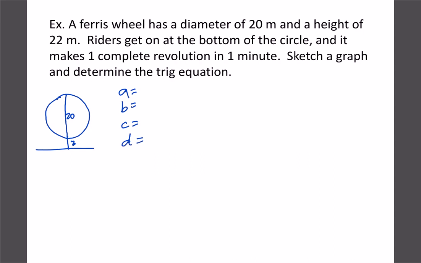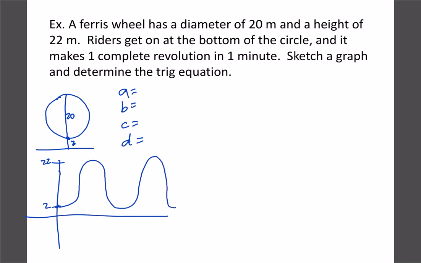So in this case, our amplitude is going to be the radius of our circle, right? If you think about this, let's kind of sketch this out a little bit. We're going to start at a height of 2. That's where we're going to get on the ride, is at 2. We're going to go up to 22. That'll be our maximum height above ground. And we're just going to repeat. So we're going to go up to 22 and back down to 2 and so on. So in this case, if we think of it in terms of the graph, our midline should be halfway between 2 and 22, which would be at 11.